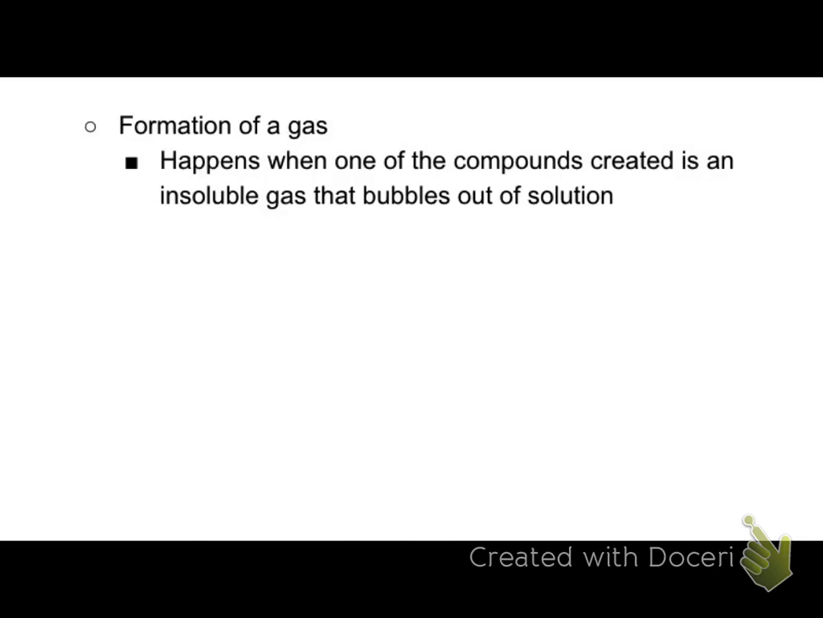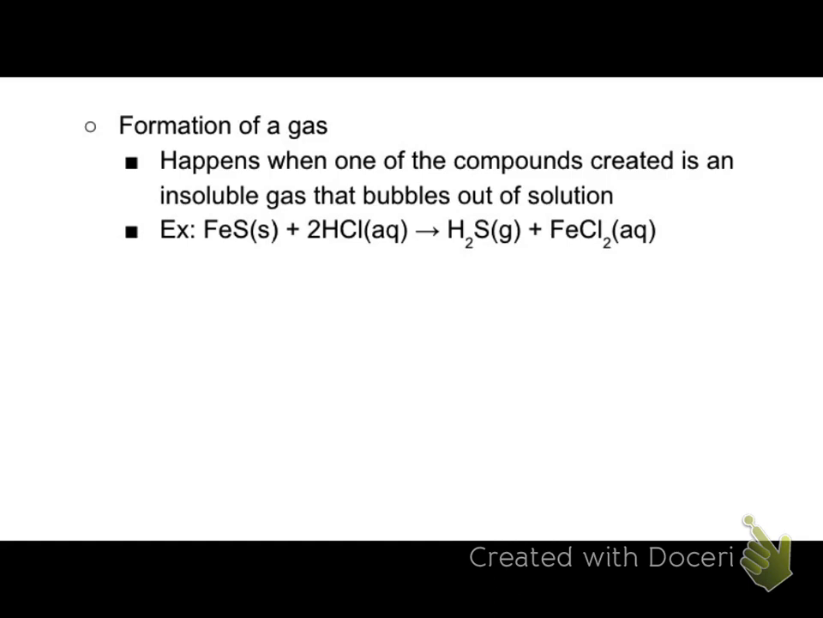Okay, so an example of this would be if you took iron sulfide and combined it with hydrochloric acid in solution, the result would be iron chloride and then hydrogen sulfide gas. And hydrogen sulfide gas is not easy to dissolve, so instead of staying in solution, it would bubble out of the liquid, and you would see the production of a gas happening.